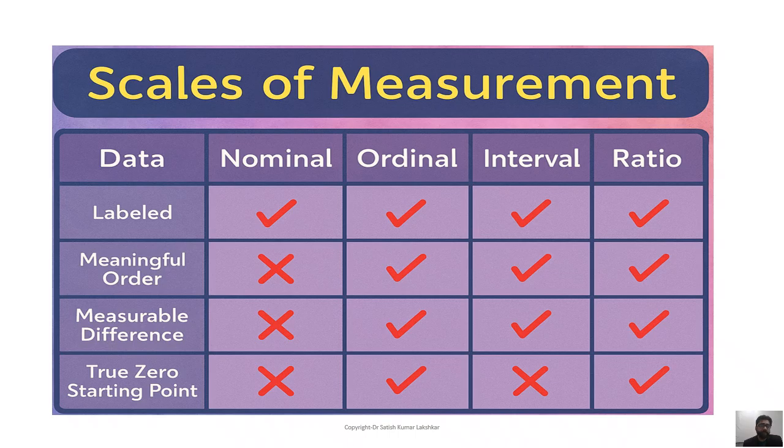Now, data may be labeled. If it is labeled, then we can use all four types of scale: nominal, ordinal, interval, and ratio. If data is in a meaningful order, if it is arranged, then we can use ordinal, interval, or ratio. But if the data is not in a meaningful order, then we can only use nominal data. Then there has to be some measurable difference, in the case of ordinal, interval, or ratio scale. And a true zero starting point.